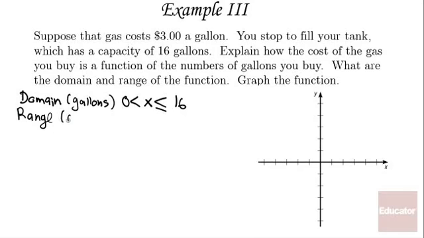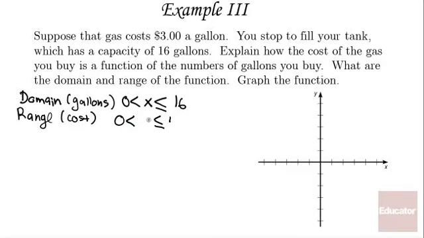My range is going to be the cost. Now, the smallest amount of gas I buy is going to cost some amount above 0. So x can be the smallest amount above 0. The maximum for the range is going to be the maximum amount of gas I could buy, which is 16 times the cost of the gas, which is $3. So 16 times 3 is 48.